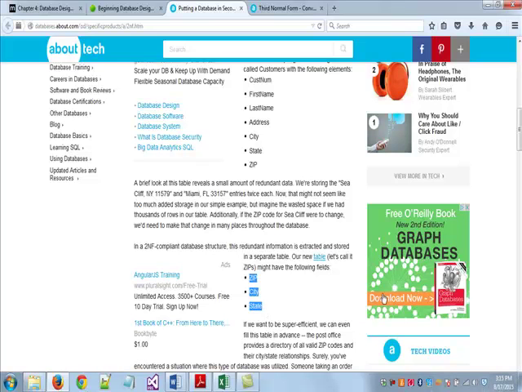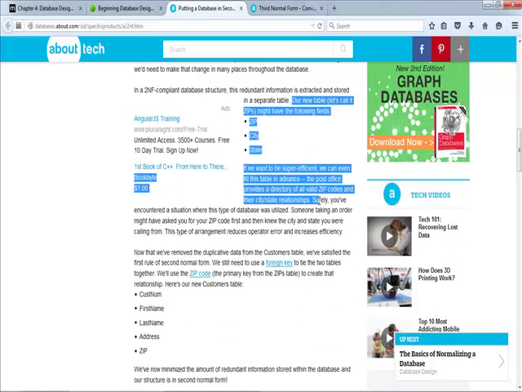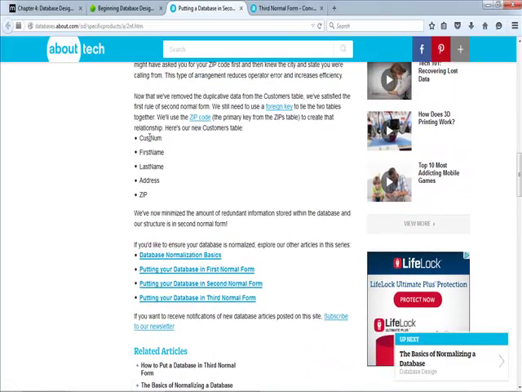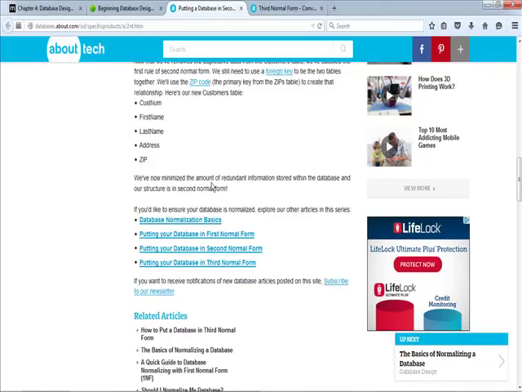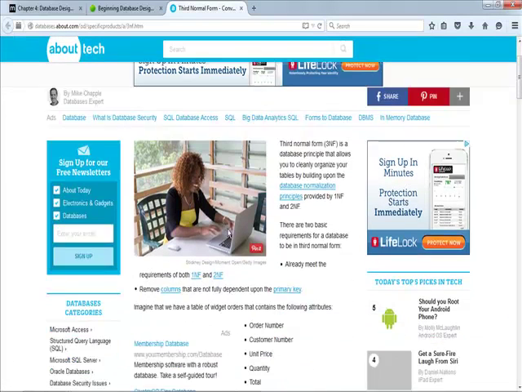They mentioned there if you wanted to be very efficient, you could fill that table in advance. The post office provides a directory of all valid zip codes that exist in the country. So this is what you'd have: customer, first name, last name, address, zip, and another table with zip, city, and state. Okay. Finally, to get into third normal form.